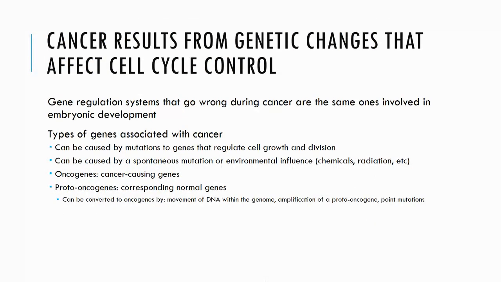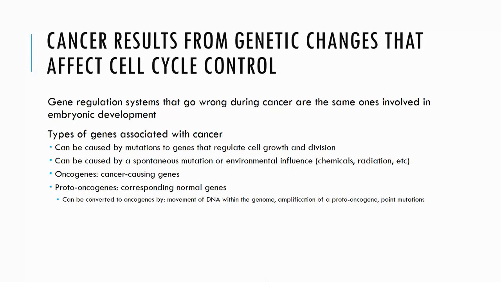Finally, we're going to look at what happens when gene expression goes awry. Gene regulation systems that go wrong during cancer are the same ones that are involved during embryonic development. And there are different types of genes associated with cancer. They can be caused by mutations to genes that regulate cell growth and division. So when cell growth and division is not highly regulated and things are dividing too quickly, there's more likely to be an error. That's when we can get the development of cancer.